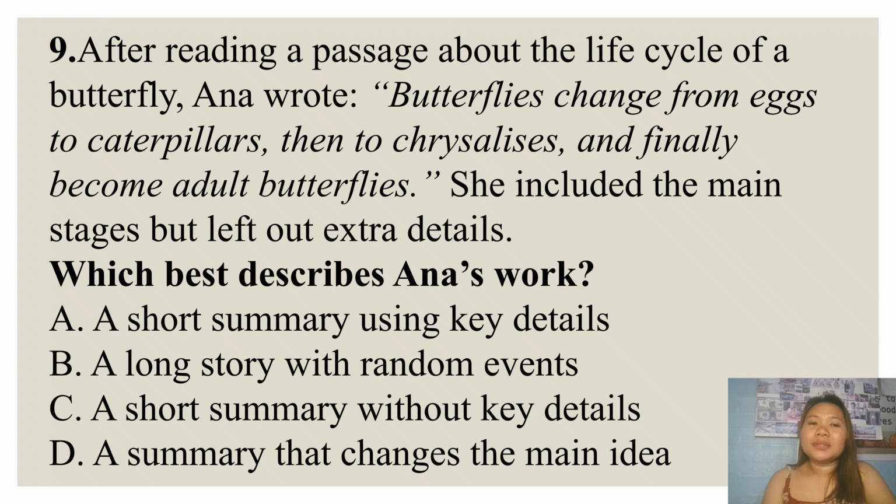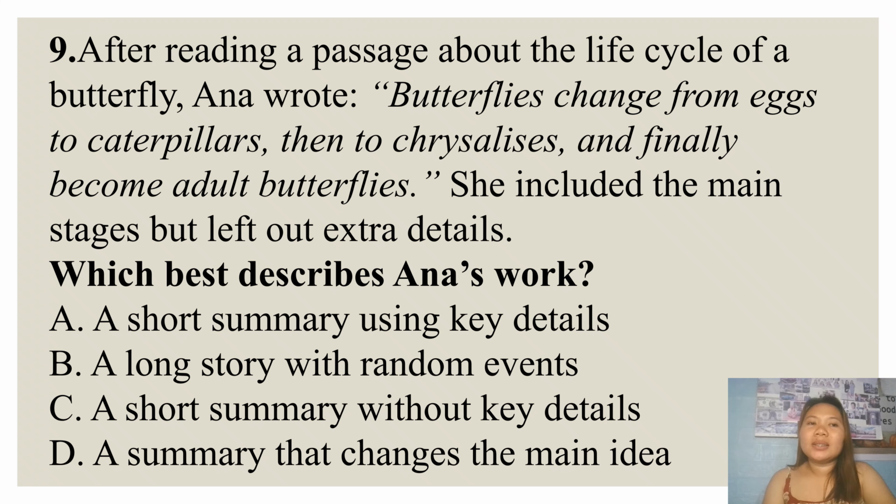9. After reading a passage about the life cycle of a butterfly, Anna wrote, "Butterflies change from eggs to caterpillars, then to chrysalises, and finally become adult butterflies." She included the main stages but left out extra details. Which best describes Anna's work? A. A short summary using key details. B. A long story with random events. C. A short summary without key details. D. A summary that changes the main idea.